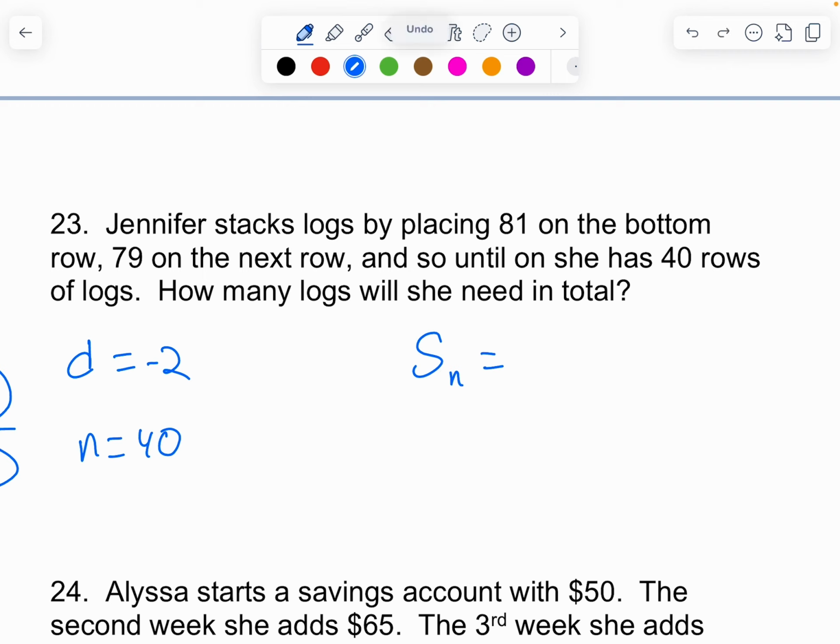So we know the number of rows that we have is 40. We need to figure out the number of logs in the first row and the number of logs in the last row. So you're going to create an explicit formula based on this, and then you are going to be able to plug in 1. Well, actually, you know what your first row is. It's 81. And then you would just plug in for your 40th row, and that's the number that will go here, and then you do your formula.